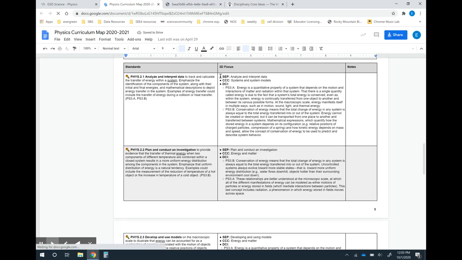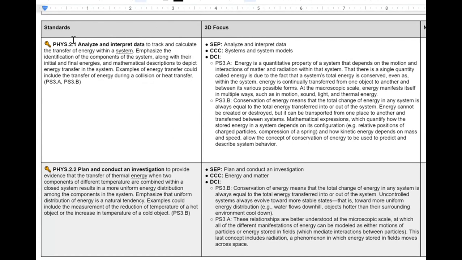We can see the practice is analyzing and interpreting data. That's easy to find anyway because it's always in bold. The cross-cutting concept for this one is systems and system models, and that one is underlined. And then the DCI is the one that has these codes. This again is our content piece. We just copied and pasted the content piece here. This piece is written for teachers, but these are the main ideas that your students should be learning with this standard. So this is the first place that you can go to help define what content we should be teaching.